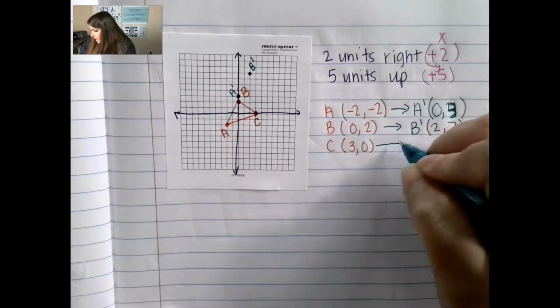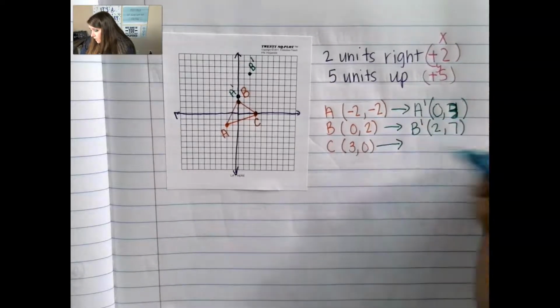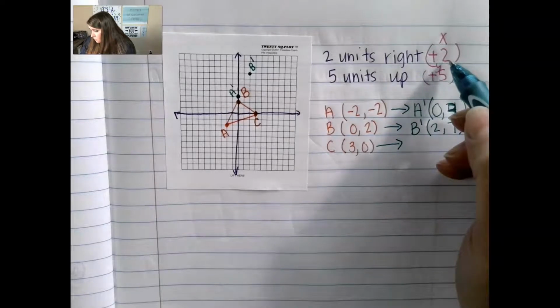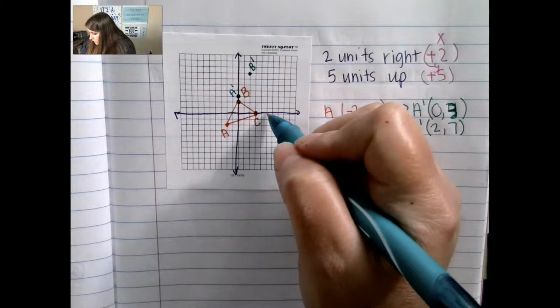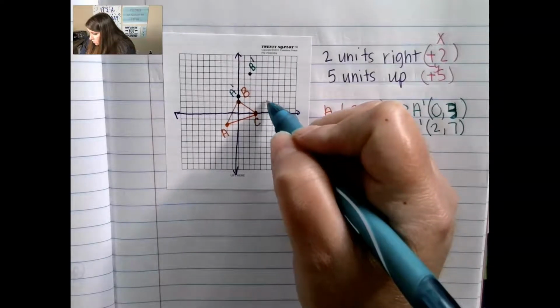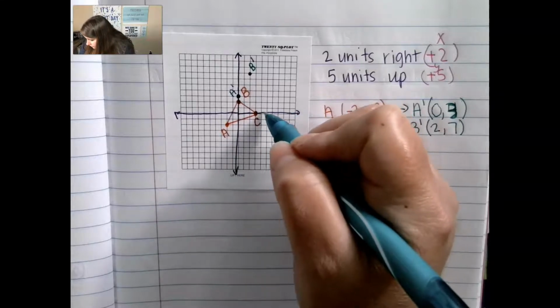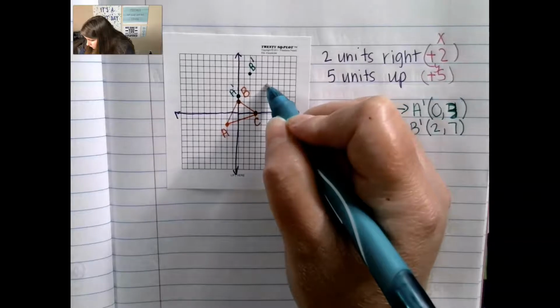And then our last but not least dot starts at 3, 0. I want to add 2, so I'm going to move over to 5. So 1, 2, there's 5. And then I'm moving up 5. 1, 2, 3, 4, and 5.